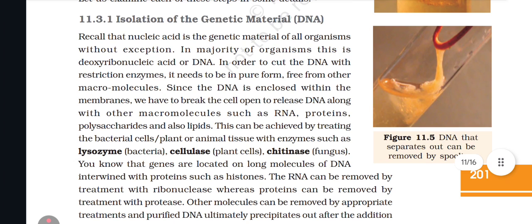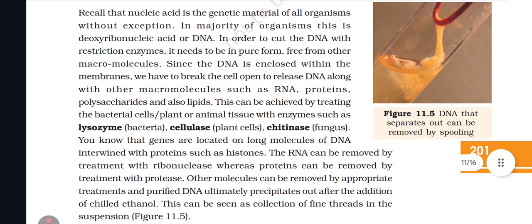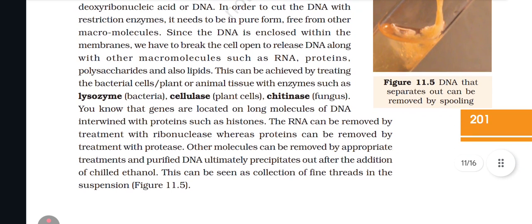This can be achieved by treating the bacterial cells, plant or animal tissue with enzymes such as lysozyme for bacteria, cellulase for plant cells, chitinase for fungus. You know that genes are located on a long molecule of DNA intertwined with proteins such as histones. The RNA can be removed by treatment with a ribonuclease, whereas protein can be removed by treatment with protease. Other molecules can be removed by appropriate treatments, and purified DNA ultimately precipitates out after the addition of chilled ethanol. This can be seen as a collection of fine threads in the suspension.